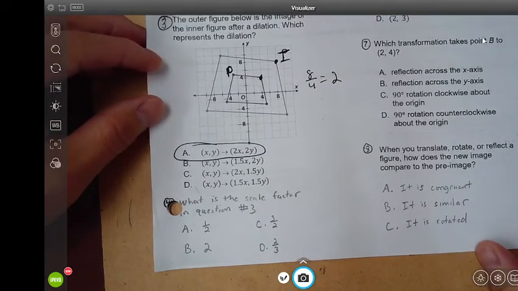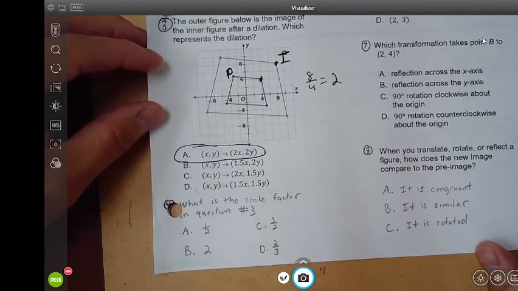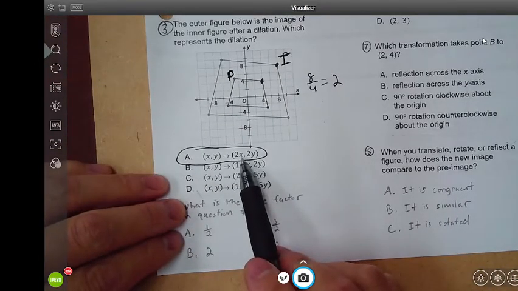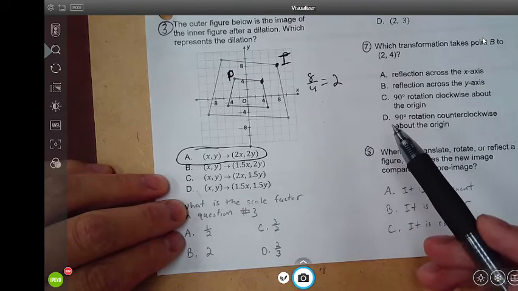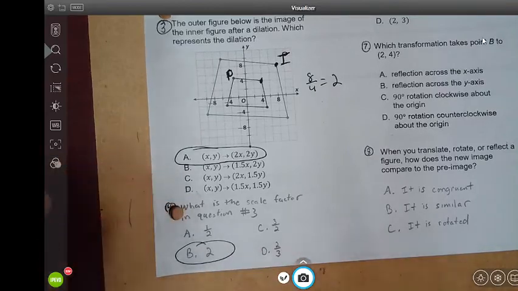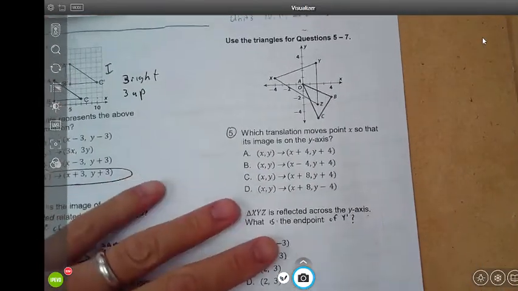What is the scale factor in question 3? Well, if x and y are multiplied by 2, then the scale factor is 2. All right, number 5.